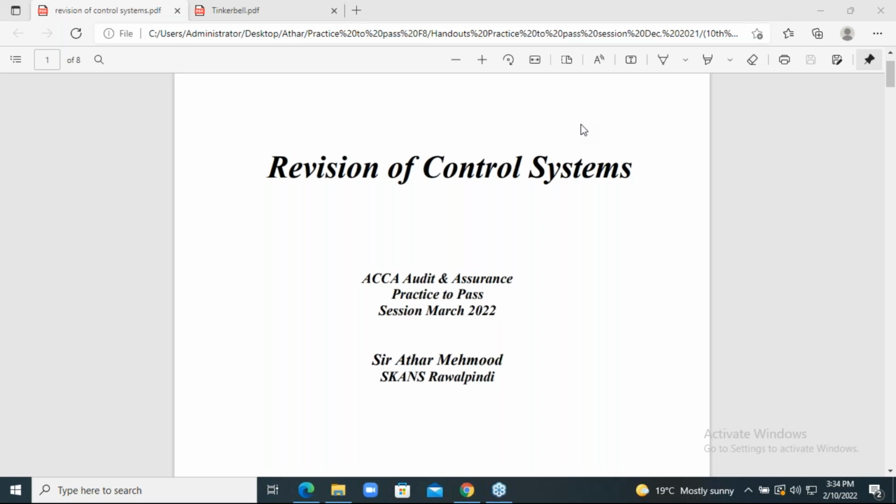These questions are also very technical, just like audit risk. So you need to understand some basic factors, some basic elements on the basis of which you are going to prepare yourself for the exam in the coming March session in 2022.